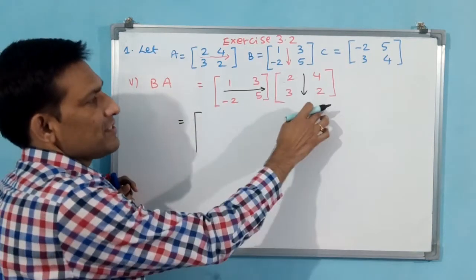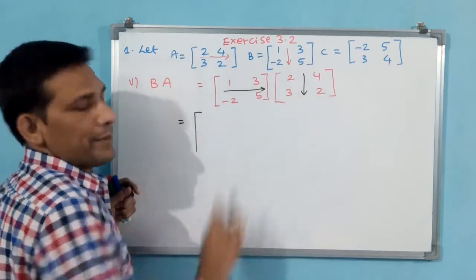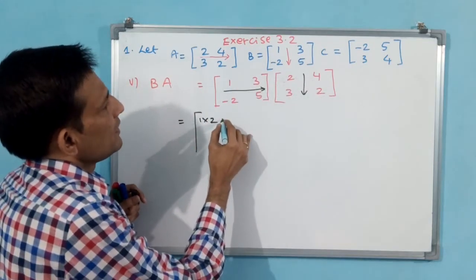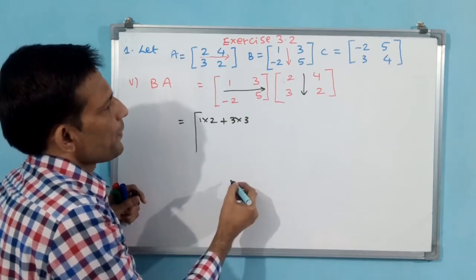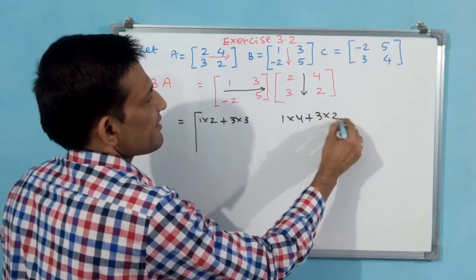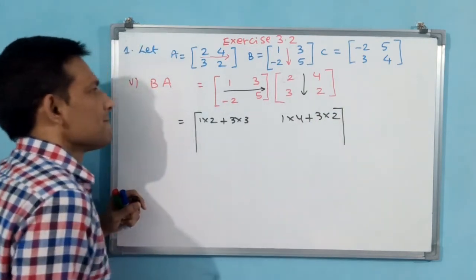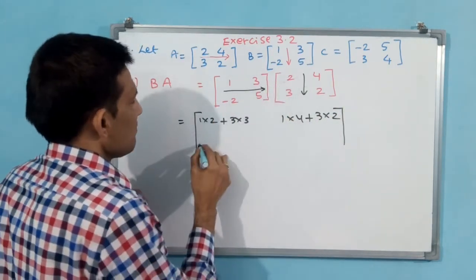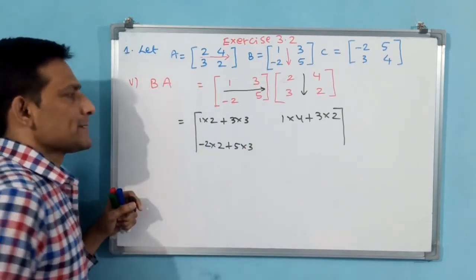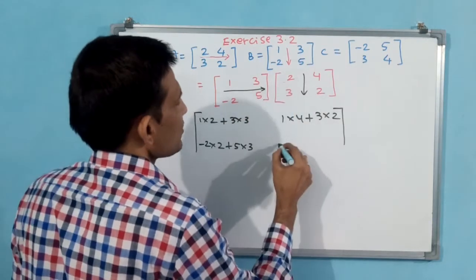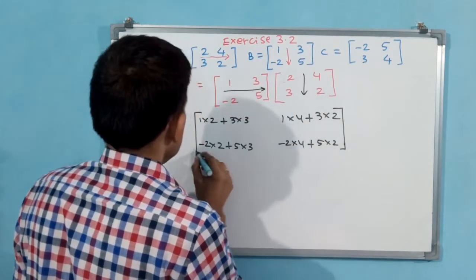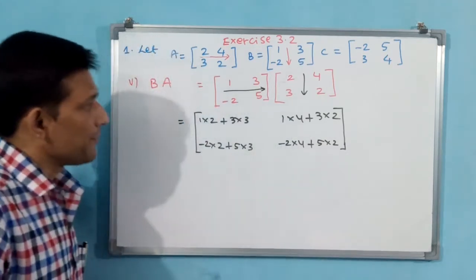B A. Now this is B, this is A. Okay. First row, first column. 1 into 2 plus 3 into 3. First row, second column. 1 into 4 plus 3 into 2. Okay? Second row, first column. Minus 2 into 2 plus 5 into 3. Second row, second column. Minus 2 into 4 plus 5 into 2.